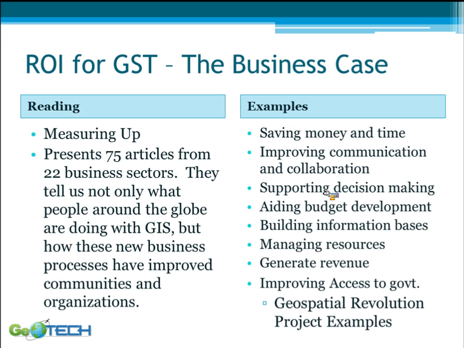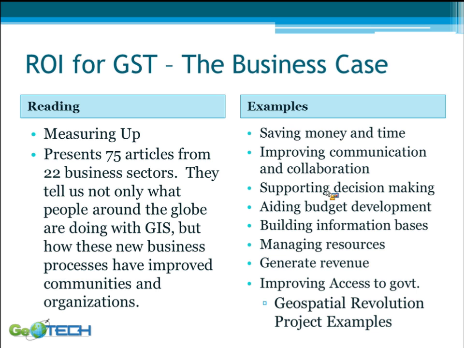So the articles from these books cover about 22 business sectors, and they cover about 75 articles, and they deal with how businesses and local governments, people that have implemented geospatial technology, what did they get back from the technology that justified the investment? And when you look over on the right-hand side of this slide, they almost all have something to do with the following list. Either we're saving money and time and better serving our customers or our community.